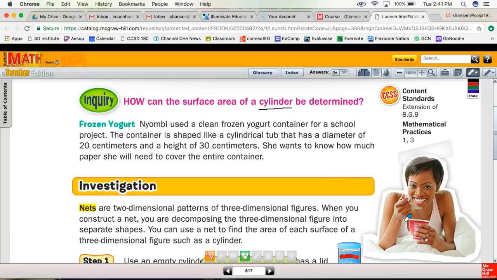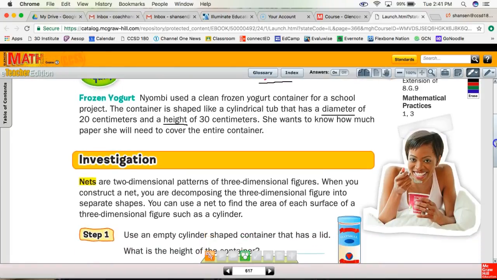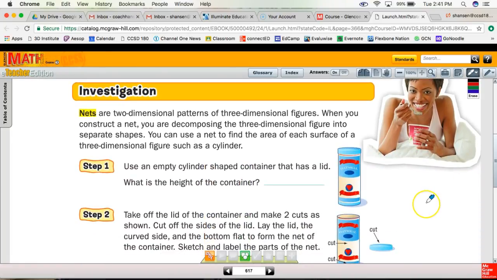The container is shaped like a cylindrical tub, okay, so it's a cylinder shape, with a diameter of 20 centimeters and a height of 30 centimeters. So I need to know diameter and height. She wants to know how much paper she will need to cover the entire container. All right, so we're starting with a real-world problem, and then we're going to address the ideas that are related. First of all, the word is net.